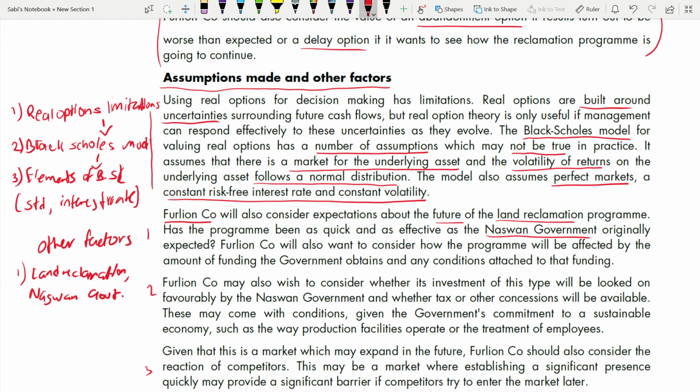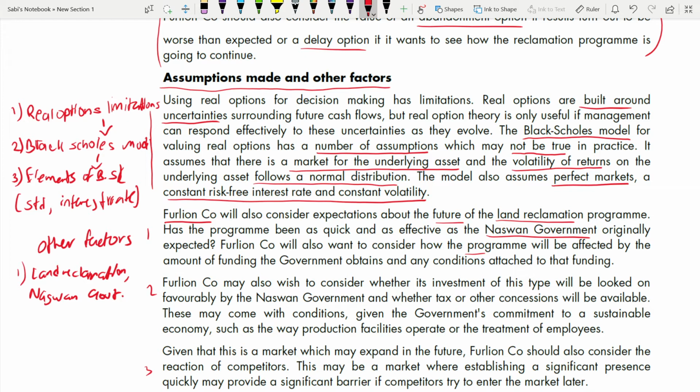So now we'll see how they have built it. Has the program been as quick and as effective as the Nasvan government originally expected? See, it's a question mark. Furlan will also want to consider how the program will be effective. Now see, they're just using different sentences, but they are talking about the same point only, the land reclamation. So in one paragraph, you're only talking about one point. You're not talking about two or three points together. So the main thing is land reclamation.